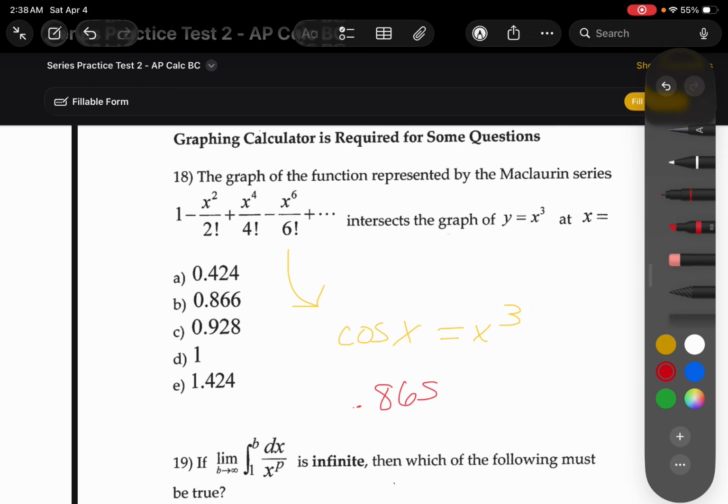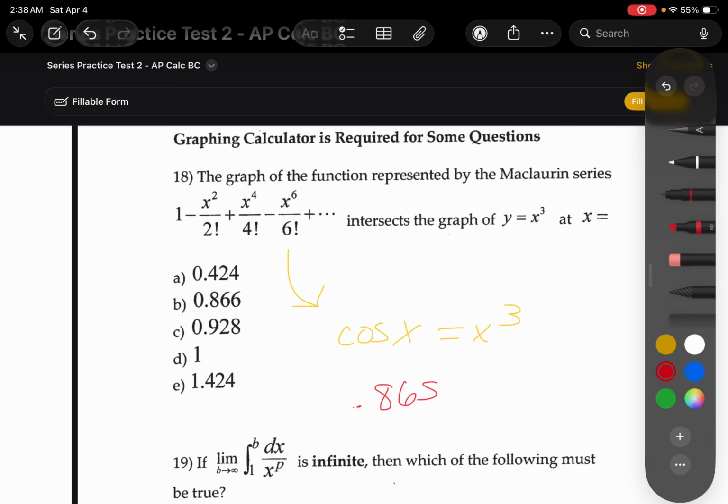If the limit from b to infinity for this series is infinite, which of the following must be true? This is an integral test where there are 3 cases. Case 1, is your f of x positive? Yes. Is your f of x continuous? In this case, yes. And in this case, is the derivative less than 0? Yes. Why? Because 1 over x to the power of p, when you take the derivative, is going to be 1 over x to the negative 2p, which is going to be a negative function.